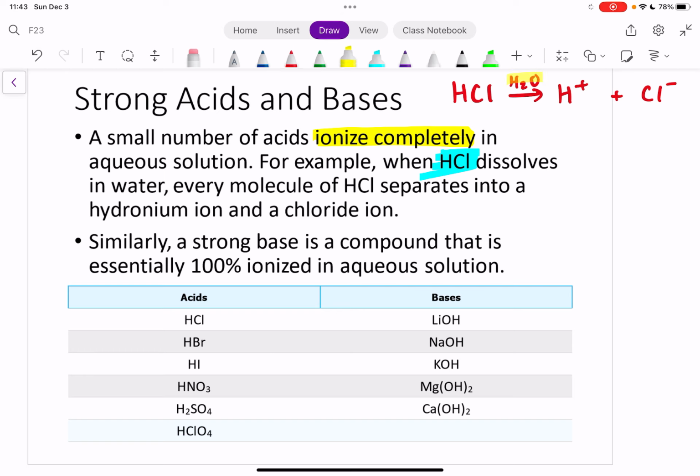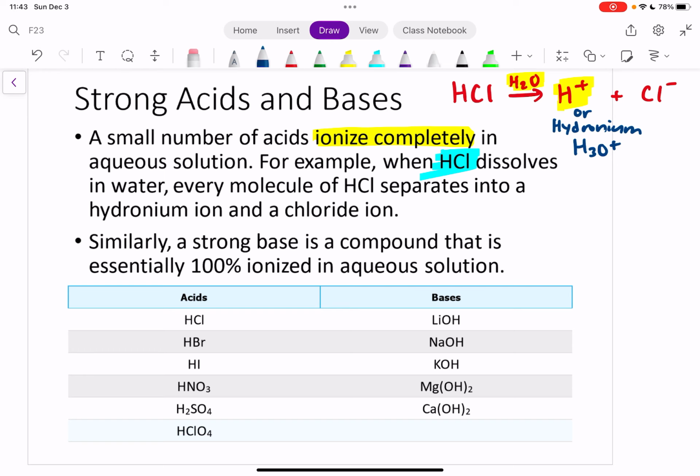Now again, if we have H2O here and we have protons floating around, we don't just have bare protons. They bond to that water, so you could also think of H plus as hydronium as well. We use those interchangeably. But the main idea is the same: HCl is going to dissolve in water, and every single molecule of HCl is going to separate 100% into ions. And we call this a strong acid.